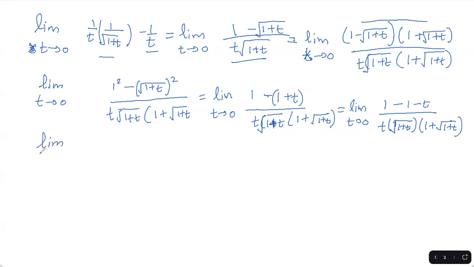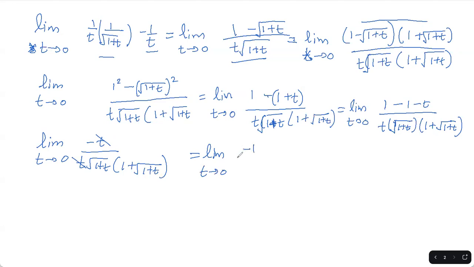And then the limit as t goes to 0: in the numerator you have negative t divided by t times the square root of 1 plus t, 1 plus the square root of 1 plus t. So here you can cancel this t and t, and then the limit as t goes to 0 is negative 1 divided by the square root of 1 plus t, 1 plus the square root of 1 plus t.